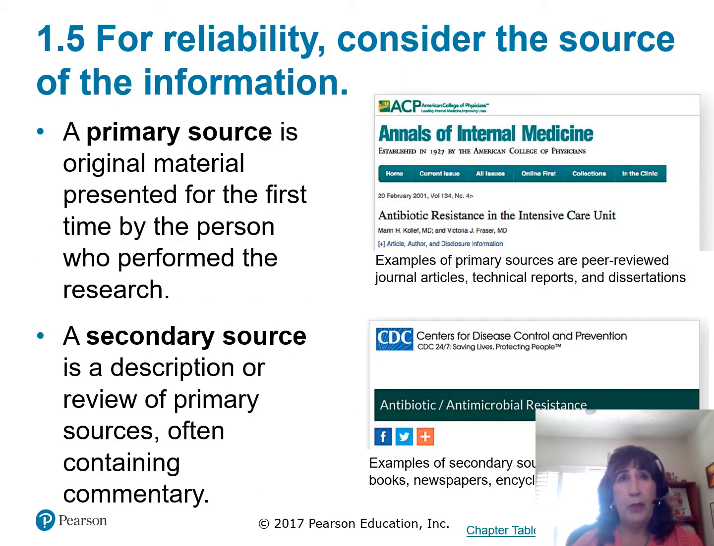So what is the difference between a primary and secondary source? A primary source would be the scientists themselves or reading their manuscript in a peer-reviewed journal. What's a secondary source? A secondary source is a description or a review of primary sources, often containing commentary. We often hear secondary sources on the news. They'll say, a new study just came out, a new study that will help you lose weight and look younger. I always listen to those. Those are secondary sources on the news. But if I actually go to the Annals of Internal Medicine and read an article on antibiotic resistance, then I'm going to a primary source.